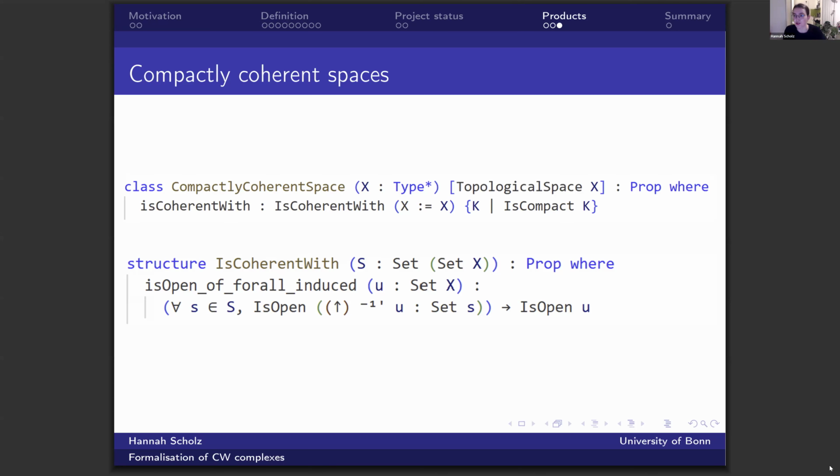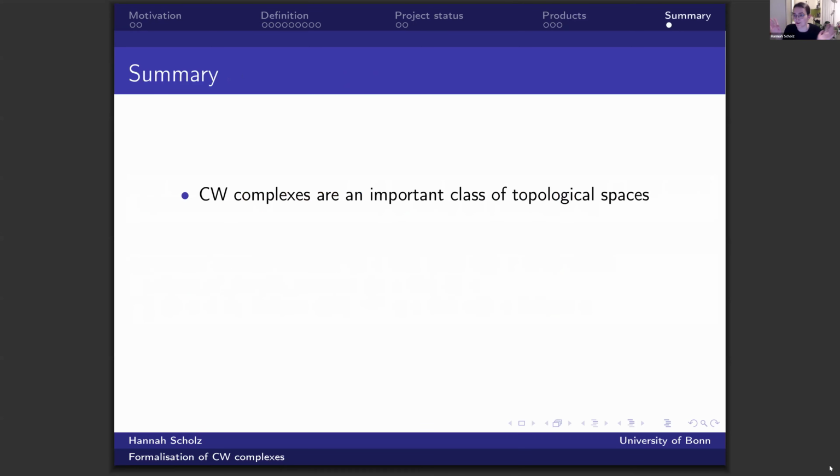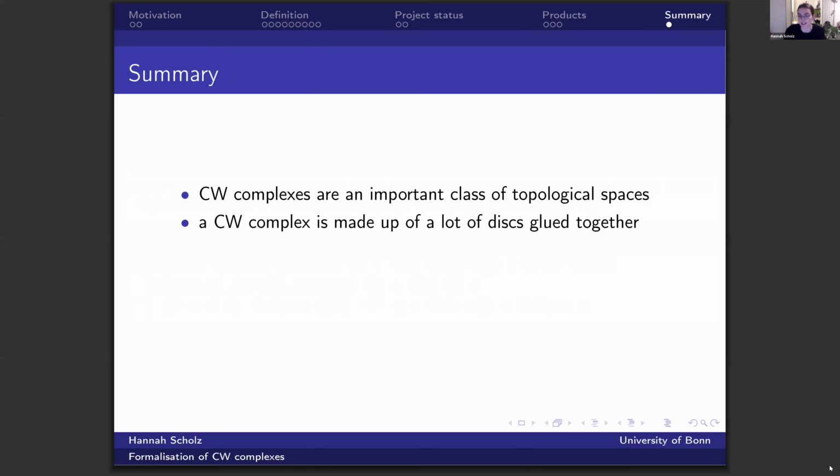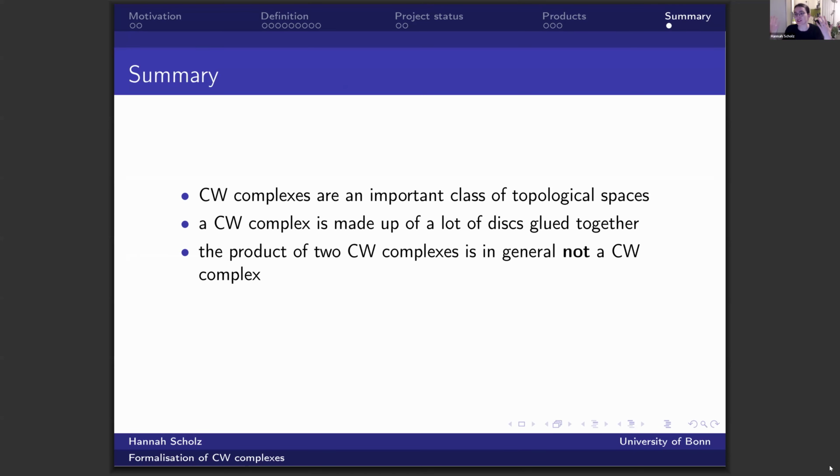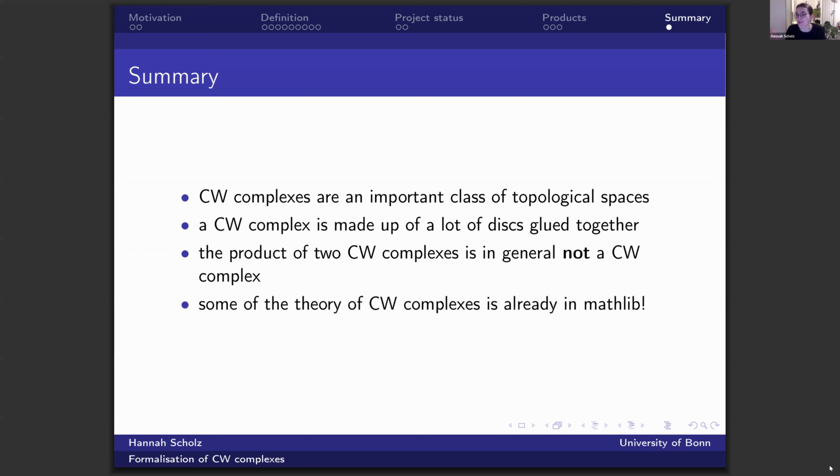So now a quick summary, what should you take away from this talk? So if you had not heard of CW complexes before, then you should take away that they're very important. And you should also take the intuition away from this. That a CW complex is just a bunch of disks glued together. And then you should also remember that you can't just take a product and it just works out. That is a bit more complicated. And then lastly, I guess for everyone to remember is that some of this is already in Lean. So if you have a project in mind that needs this, you could go ahead. So thank you for listening.